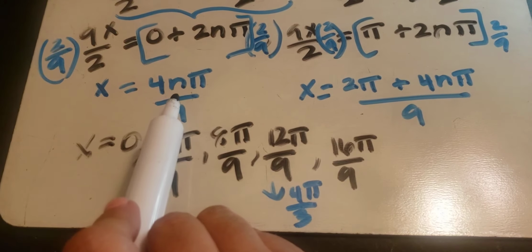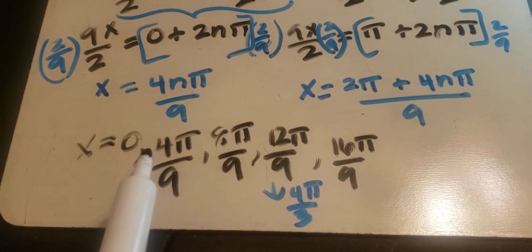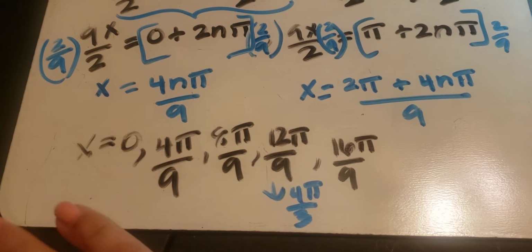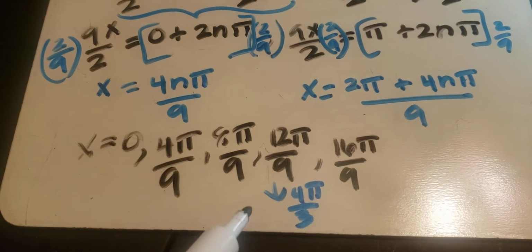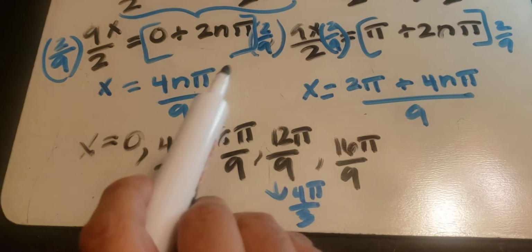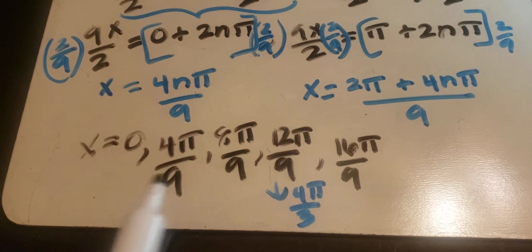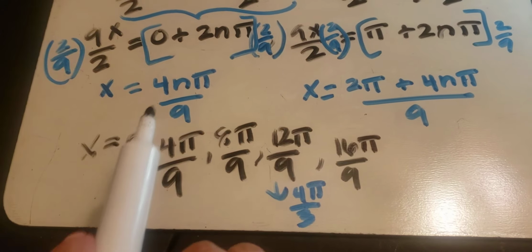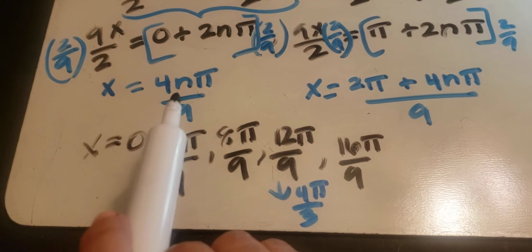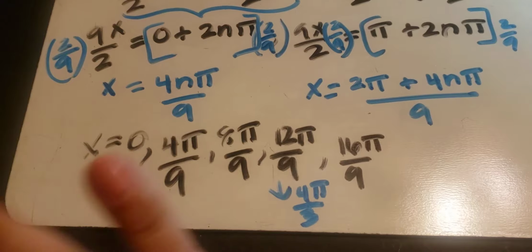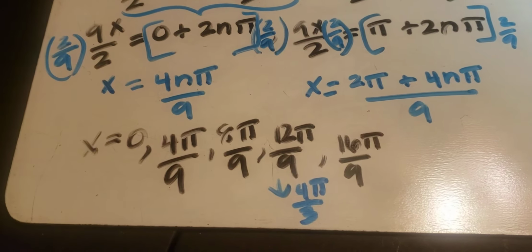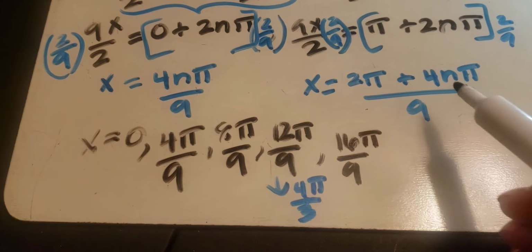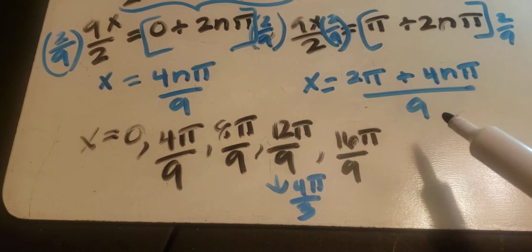If n is 5, I'm going to have 20 pi over 9, and that's already going over 2 pi. So I'm going to stop there. So these are all the solutions for this one: 0, 1, 2, 3, 4. Again, if n is 5, I'm going to have 20 pi over 9, and that's already past 2 pi. That's too much, so I don't want to include that one. So now I can find all the solutions of this one.